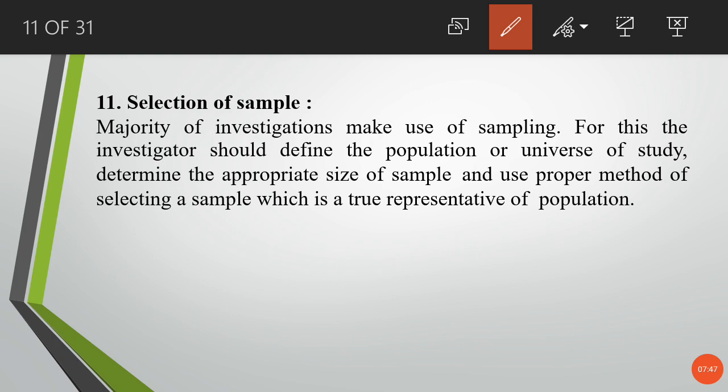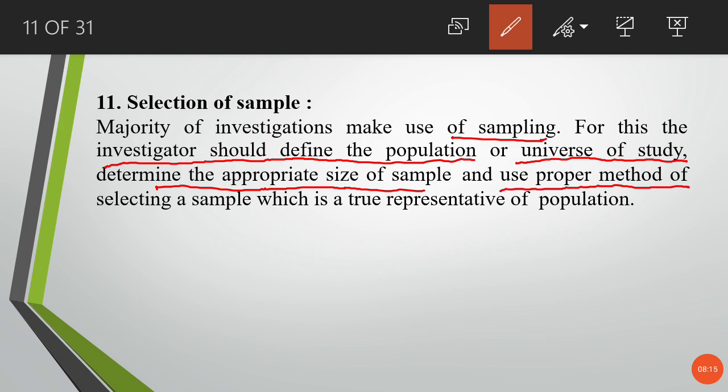11. Selection of sample. Majority of investigations make use of sampling. For this, the investigator should define the population or universe of study, determine the appropriate size of sample, and use proper method of selecting a sample which is a true representative of population.